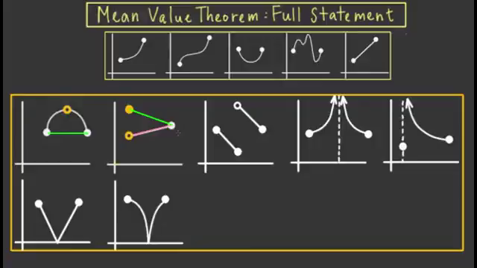Similarly, for the rest of the graphs in this row, the reason that the MVT conclusion fails is a discontinuity, either at an endpoint or within the interval.